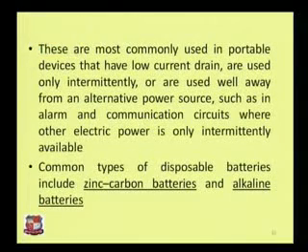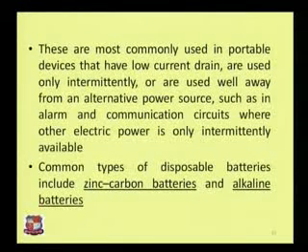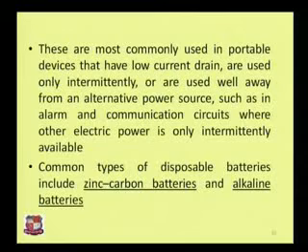Again, these primary batteries are most commonly used in portable devices that have low current drain, or where you are well away from an alternative power source. In such cases, you are using primary batteries. Examples are alarms and communication circuits, where electric power is only intermittently available. Common types of disposable batteries include zinc carbon batteries and alkaline batteries. Alkaline batteries are quite famous, right?